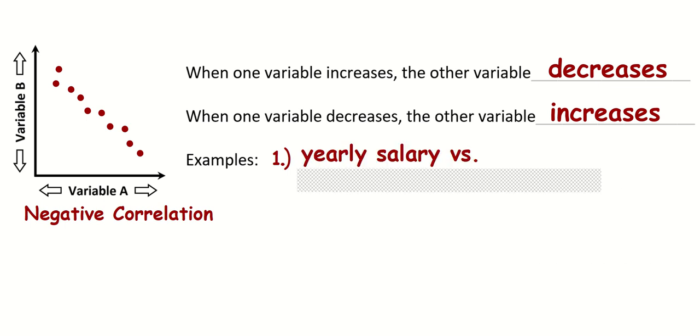I don't know if this is the greatest example, but the example I have in the notes here is yearly salary versus the amount of debt that you have. The amount of debt is money you owe. Let's say you borrowed money to buy your house or a car, or you have student loan debt from college or medical school. So it's not the greatest example, you know what I mean? I'm sure there could be points all over the place, but I don't know.